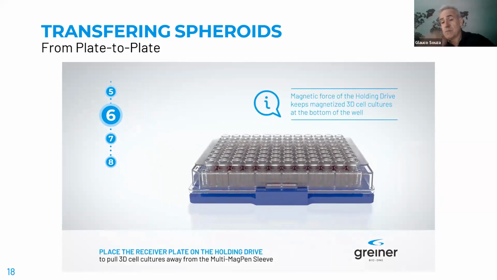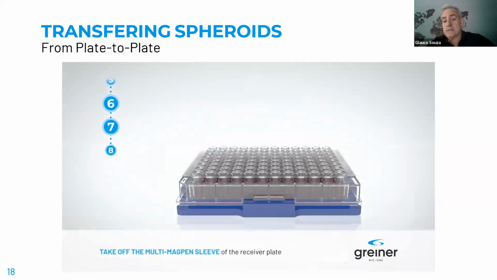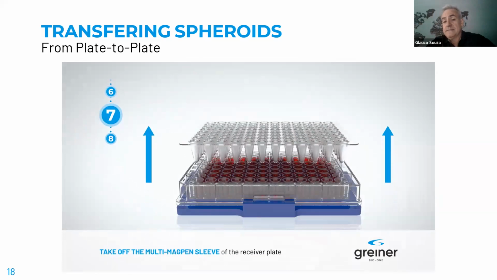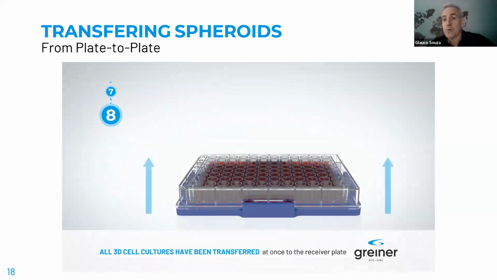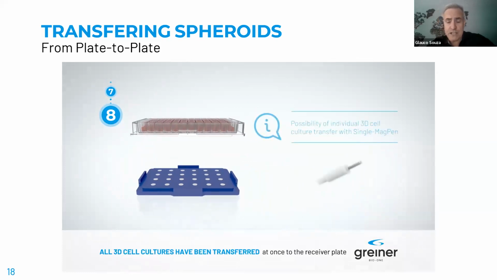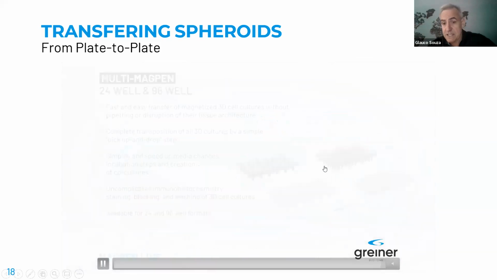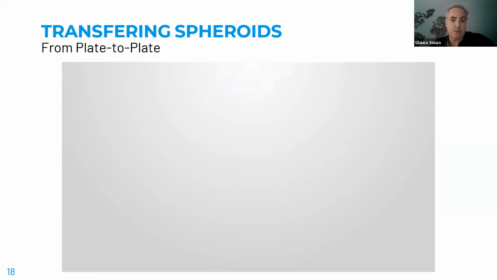You can do a little bit of motion, so make sure they move off, and then you remove your sterile sleeve, and that's it. You can take off the magnet, and you transfer spheroids. If you're doing immunohistochemistry, moving from blocking to washing your cells, going to primary antibody, you can just leave them on the MagPen and do the whole change. We also have a single tool that makes it very easy to manipulate the cultures.